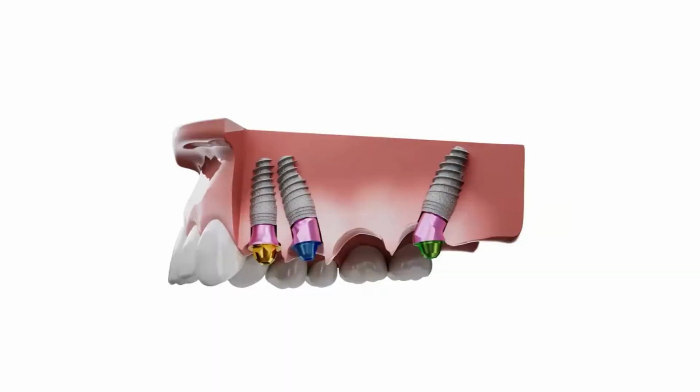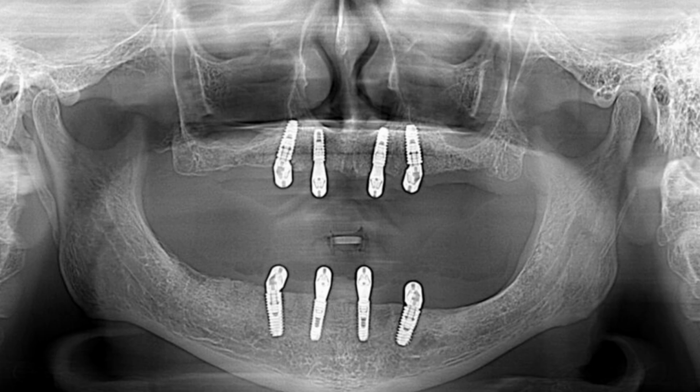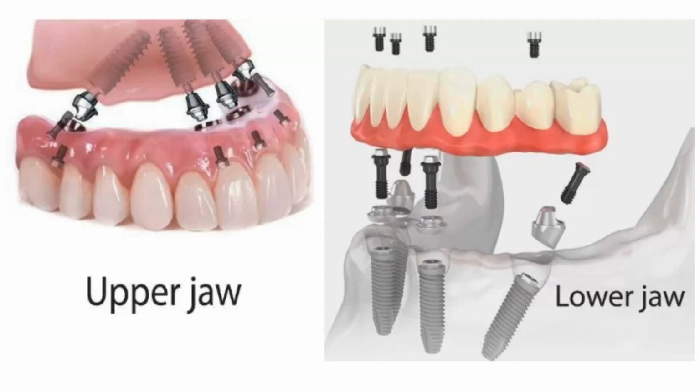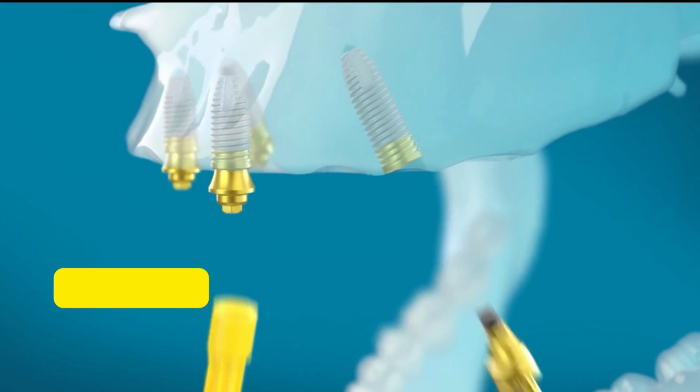But sometimes implants are placed with even greater angulation differences. For example, in all-on-4 cases, posterior implants are often intentionally tilted to avoid anatomical structures and increase anterior-posterior spread. This is where angled multi-unit abutments are used. These commonly come in 17 or 30-degree angulations. The angled MUA redirects the restorative platform into a more favorable orientation.